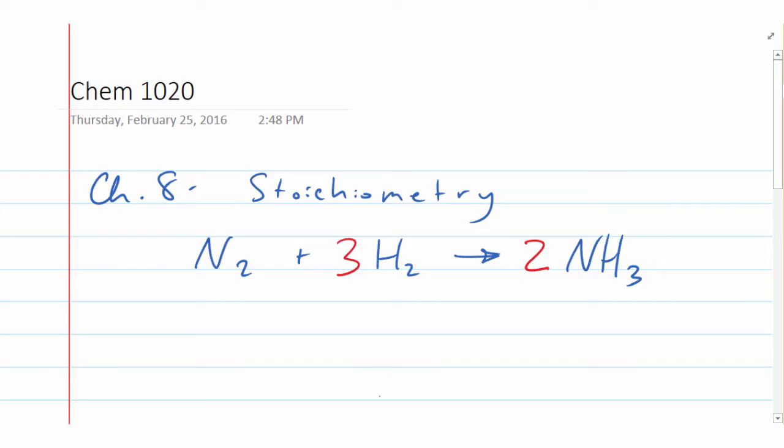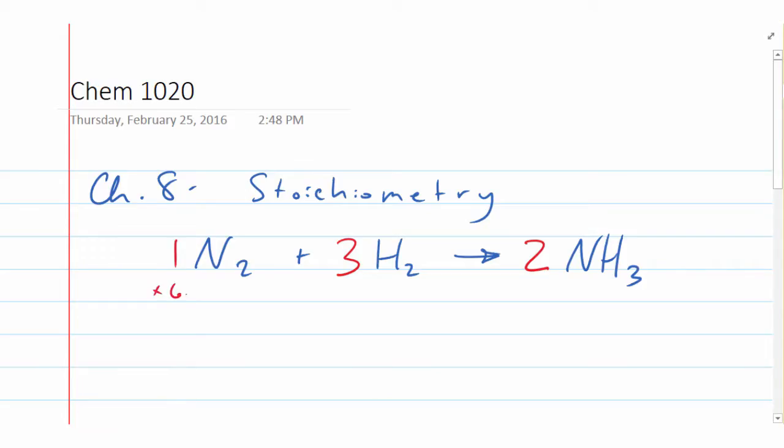When we talked about these coefficients before, we talked about them in terms of molecules. And so even though we don't write a number here, the number in front of N2 is a 1. So what we'd say is one molecule of nitrogen reacts with 3 molecules of hydrogen to make 2 molecules of ammonia. And that is what we call a molecular interpretation of this chemical equation.